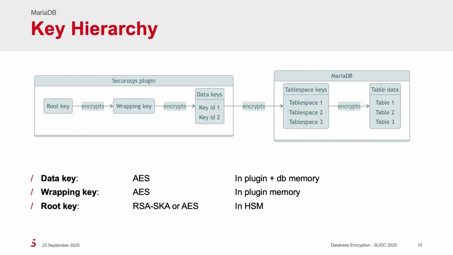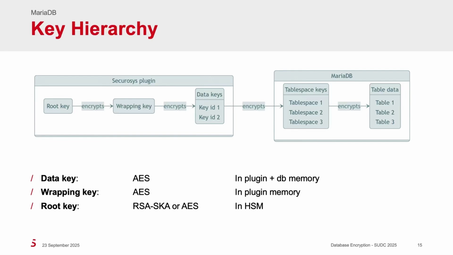So the data keys are symmetric, and on the left we have the root key, and in the middle we have the wrapping key. When the database boots up, it will load the plugin, and the plugin will try to go to the HSM to load the wrapping key and decrypt it with the root key. And the root key could be an SKR key, in which case you would get an approval: do you want to unlock the database? Yes or no? And then once the plugin is loaded and it has the wrapping key in memory, it will keep this wrapping key decrypted in memory to be able to service any other requests that MariaDB has.